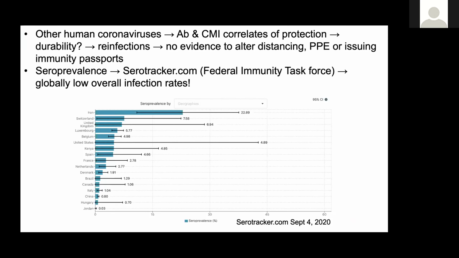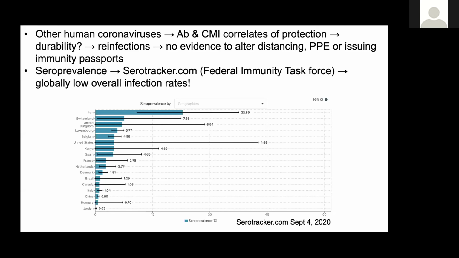One of the challenges in terms of seroprevalence, and if you look at serotracker.com, which was funded by the Federal Immunity Task Force, what it shows is it reports published literature on seroprevalence studies, and this was the report as of September 4th. And Canada's down there with studies that suggest that there are 1, and Graham mentioned that the recent data from Hema Quebec and CBS highlights that the overall prevalence in blood donors, which are not totally representative, is a few percent.